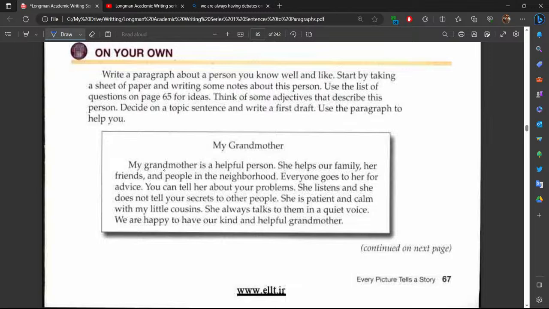My grandmother. My grandmother is a helpful person. She helps our family, her friends and people in the neighborhood. Everyone goes to her for advice. You can tell her about your problem. She listens and she does not tell your secrets to other people. She is patient and calm. With my little cousins, she always talks to them in a quiet voice. We are happy to have our kind and helpful grandmother.